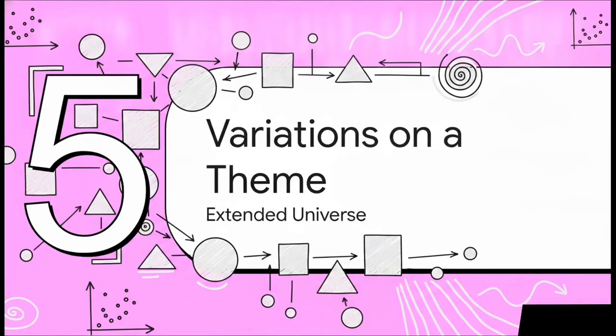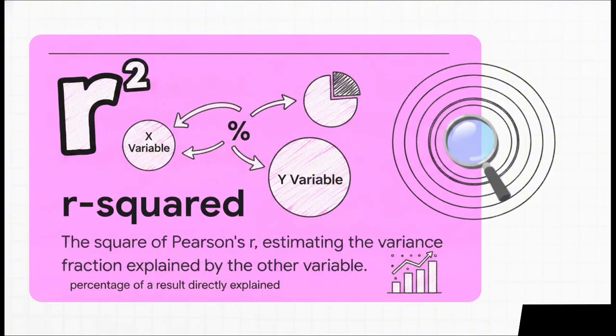And that leads us to our final part, Section 5, variations on a theme. To account for those exact blind spots we just talked about, statisticians over the last century have built this entire extended universe of variations around Pearson's original concept. The most famous offspring is the coefficient of determination, which you probably know as R². You literally just square the sample correlation coefficient.